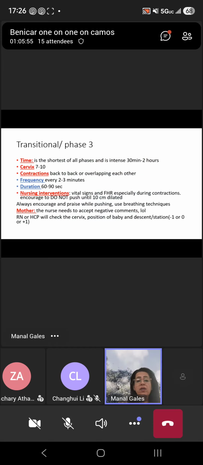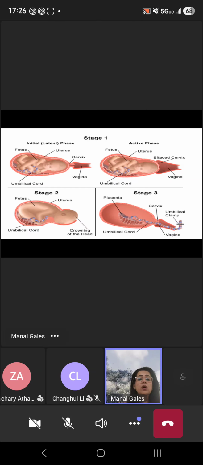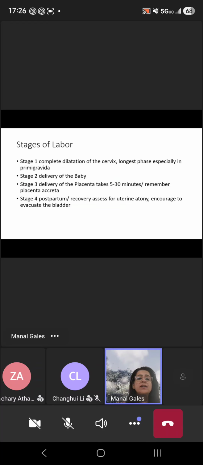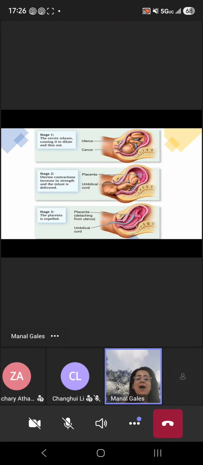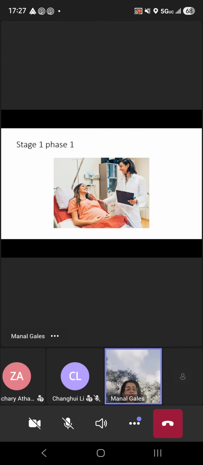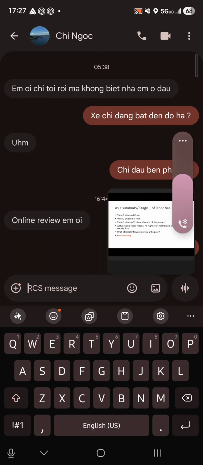Okay. Then stage 2. What happens in stage 2? What is the outcome? The outcome of stage 2 is the baby is out. Look at the baby here. He should be out. This is stage 2. So stage 1, full cervical dilation and effacement. Stage 2, baby's out. Stage 3, placenta is out. So the baby is out in stage 2. She should be pushing in stage 2. We need to coach her on how to push.